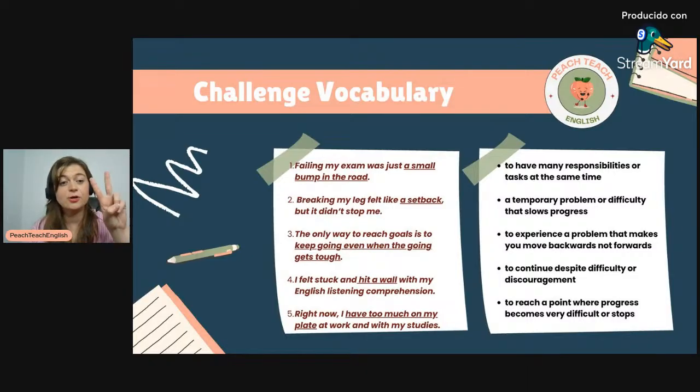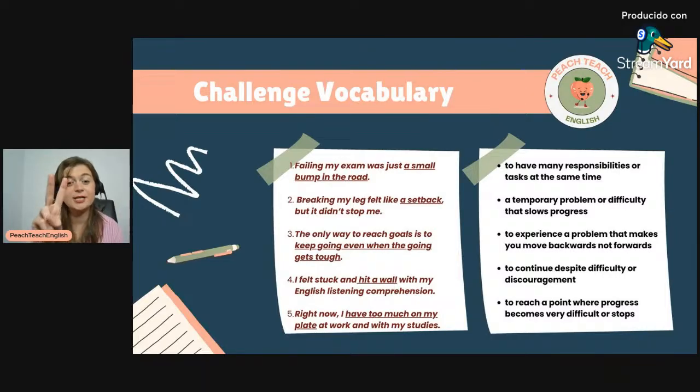Okay, guys, this is going to be number 2. A temporary problem or difficulty that slows progress. A bump is something that goes like this. So imagine there's a road and then there's a little bump, right? So your car has to go over the bump. And that bump is a symbol of something difficult or a problem. But usually these are temporary. They just slow down our progress or make it a little more difficult.